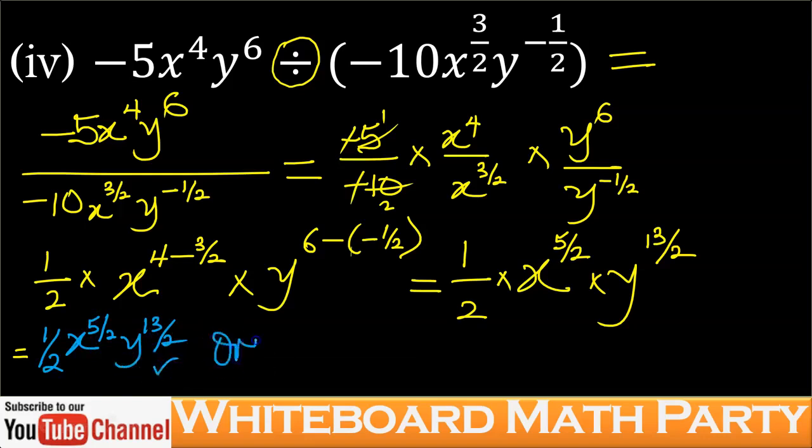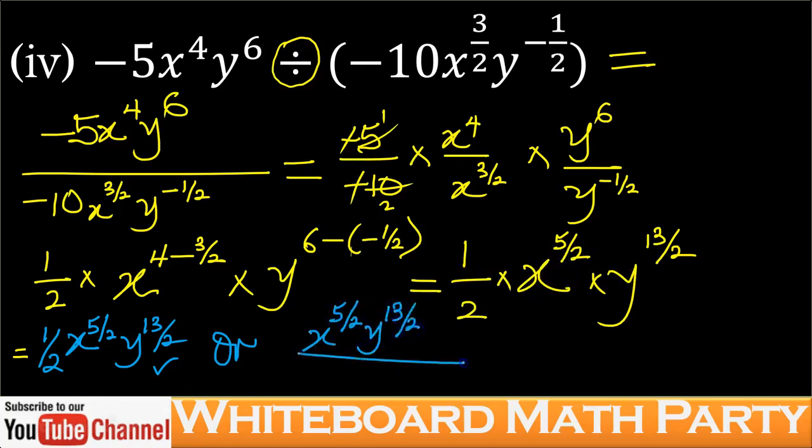Or you can also decide to express it this way. I'm going to write it in fraction form. So if I want to write it in fraction form, 2 is going to be our denominator. As you can see right here, why is everything a numerator? Because I'm multiplying 1 by x by y, right? So 1 multiplied by x and y together remains x and y. Therefore, I'm going to write it like this: x to the power of 5 over 2 times y to the power of 13 over 2.